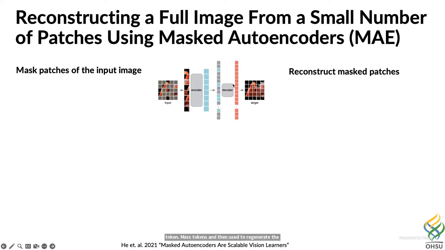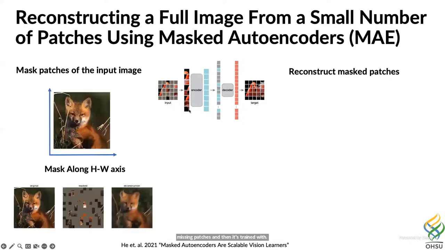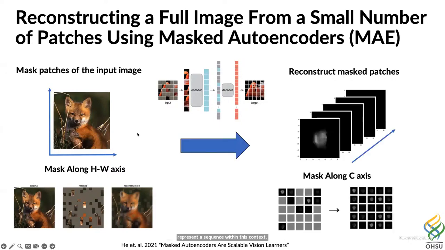And then it's trained with mean square error on the pixel values. And so if you have a standard RGB image, then you're going to be masking along the height and width axes, so each token in your input is going to be, for example, a 16 by 16 pixel by 3 color channel image. And so that's how you represent a sequence within this context. And so cleverly, what we can do here is simply mask along the channel axis for our multidimensional images.